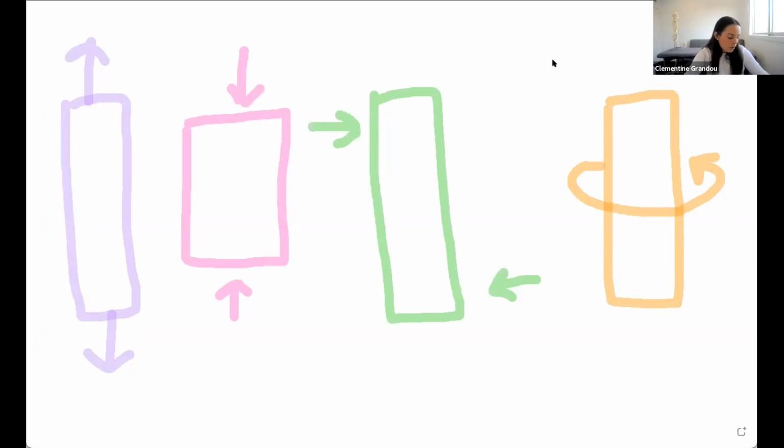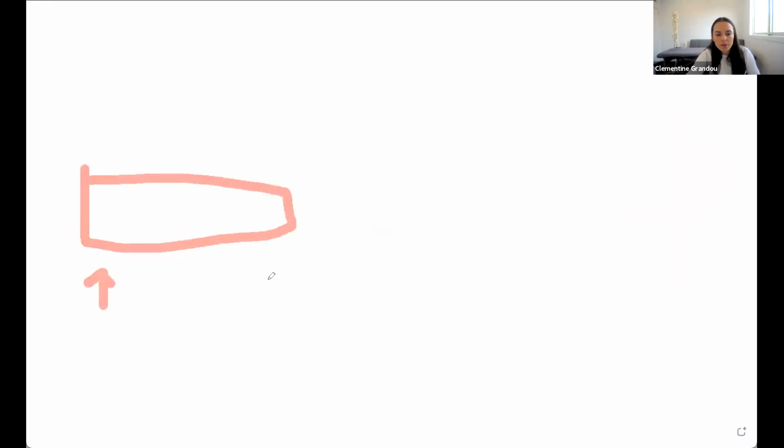Okay, and then we've just got bending. Now there's two different types of bending. There's 3-point bending and 4-point bending. So let's draw on here. We can do 3-point bending first. So there's the bone. We're going to have two forces coming from the same direction here, and then one coming from the opposite, like so.